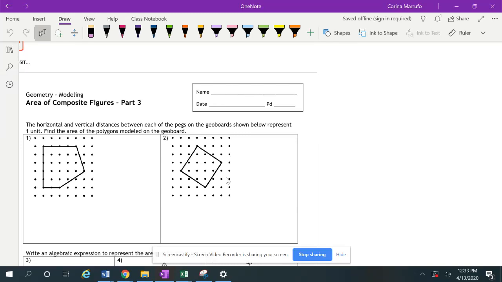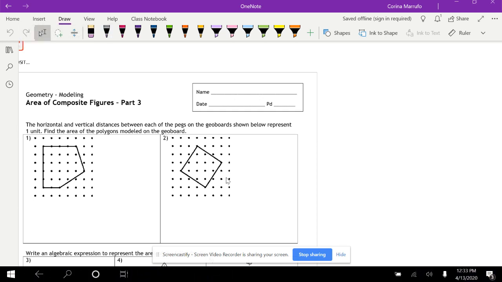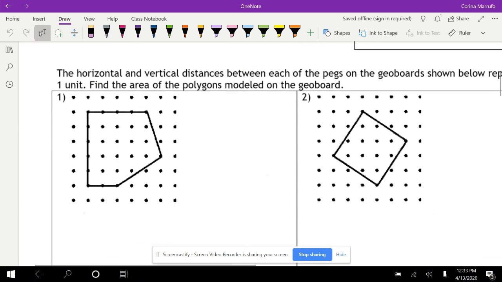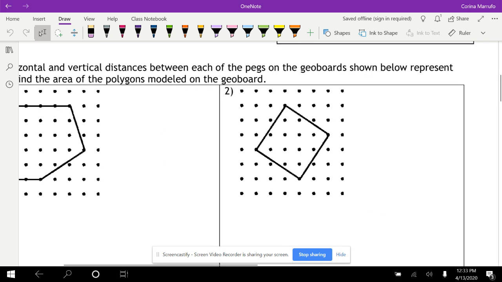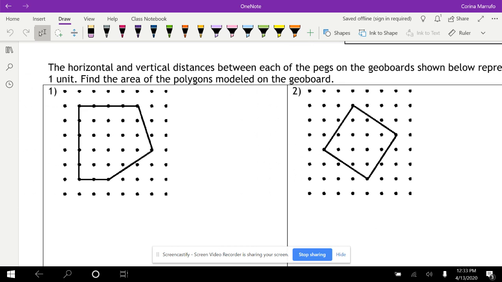Right, so we're still working with area of composite figures. In this case, we put our composite figure on a grid. So if you see here, it says the horizontal and vertical distance between each of the pegs on the geoboard shown below represent 1 unit. Find the area of the polygon modeled on the geoboard.